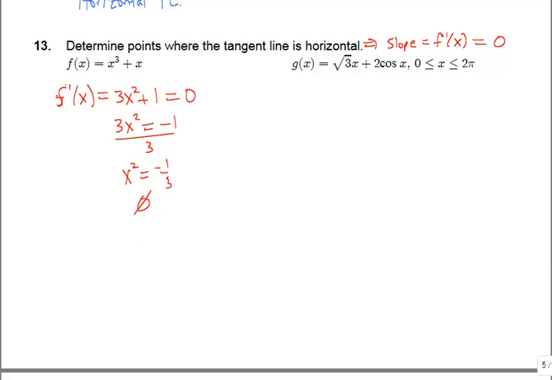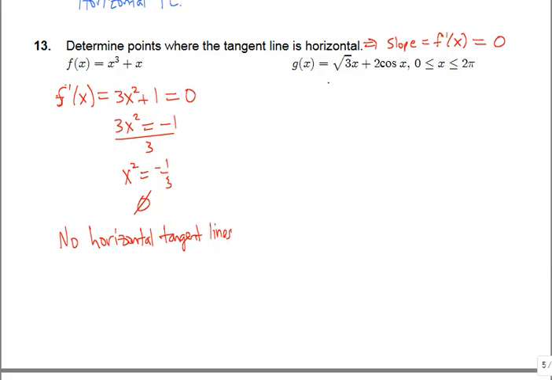So this has no solutions, which means there are no values of x where the tangent line is horizontal. So this means we have no horizontal tangent lines. So if you were to graph this function, you wouldn't see any of those little maximums or minimums anywhere because there aren't any horizontal tangent lines on the entire graph.